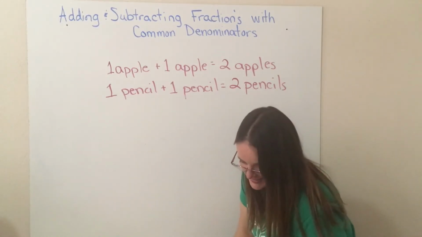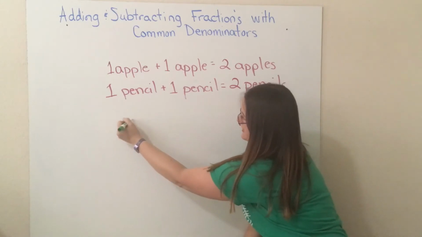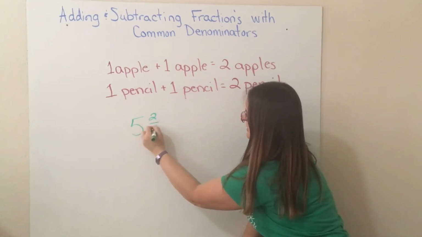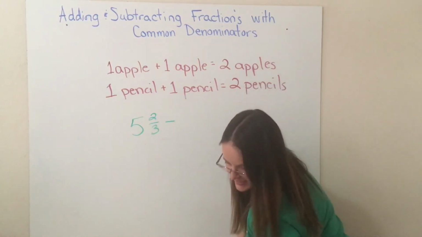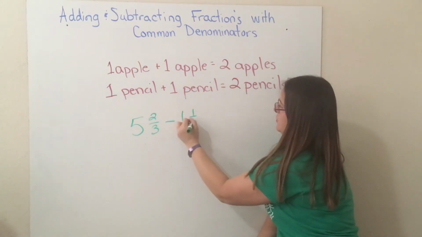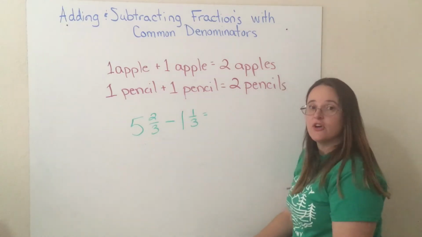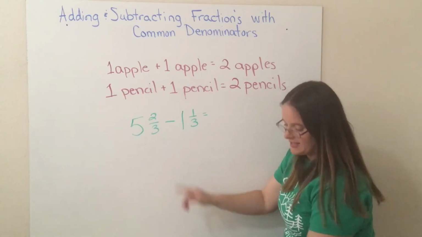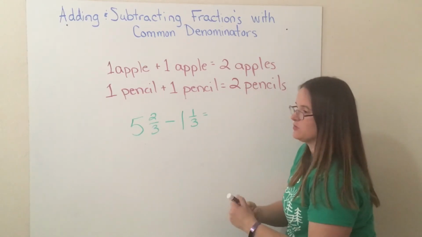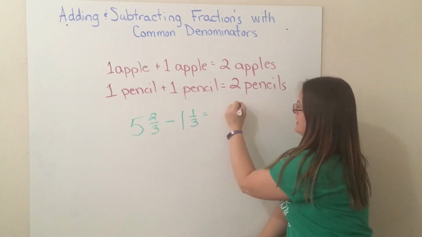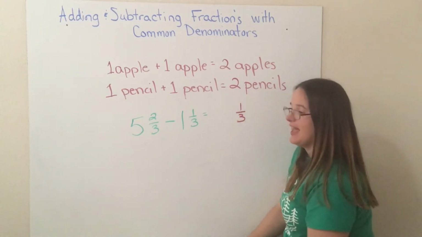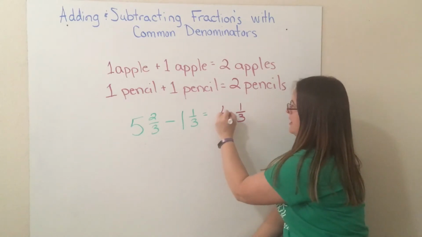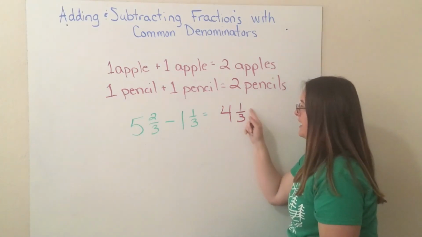Okay, our next example is a subtraction one, very similar to what we just did. 5 2/3 minus 1 1/3. So, same way we did with the addition. First, we're going to look at the fraction. What is 2/3 minus 1/3? 1/3. It is 1/3. And now, what is 5 minus 1? 4. So our answer is 4 1/3.